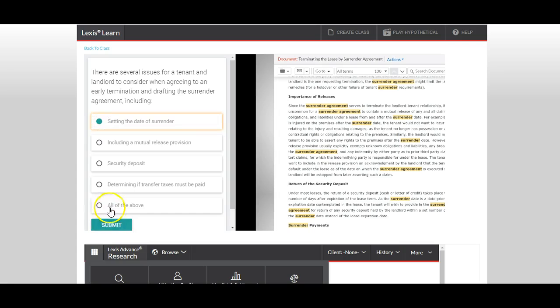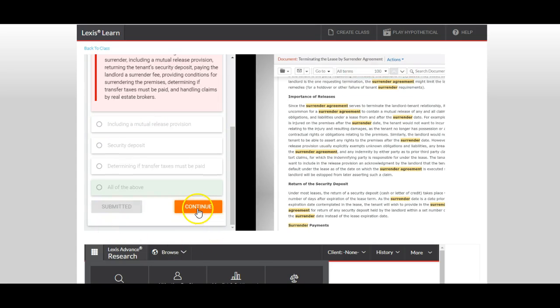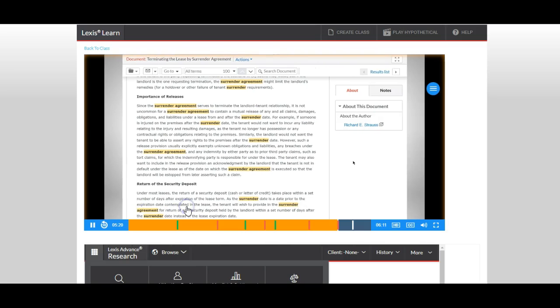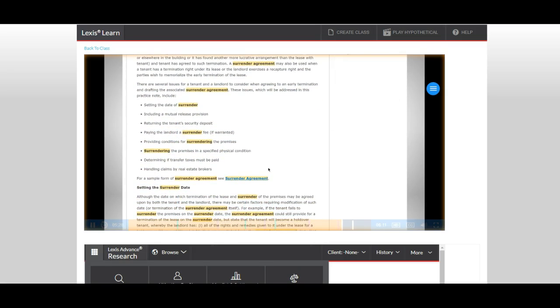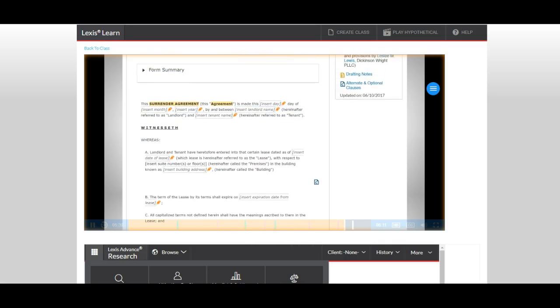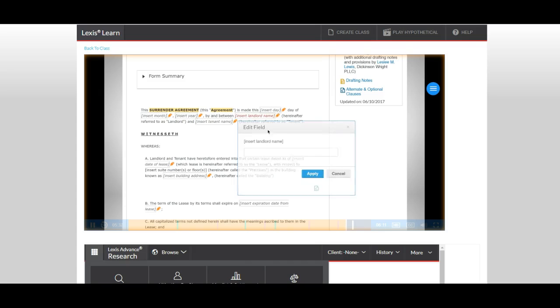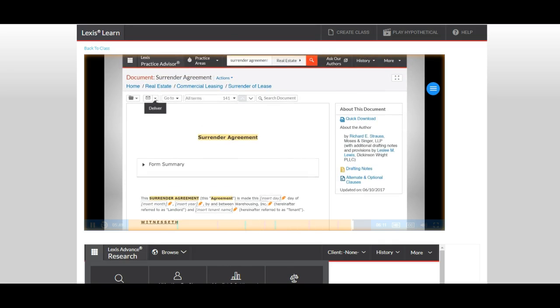I'll just click on. But hopefully you can see, I mean, we're not answering this, trying to get it right, but you can see the use of the tool. As you review the practice note, you'll notice links to helpful forms. Click on the sample Surrender Agreement form. Then you can fill in the open fields of the form and download it to your computer.